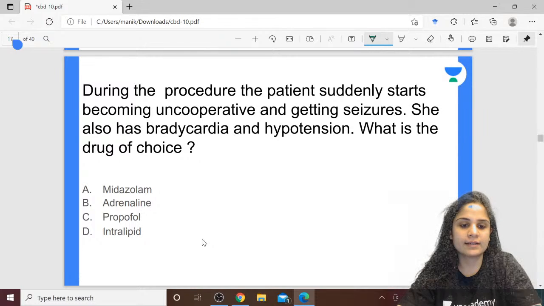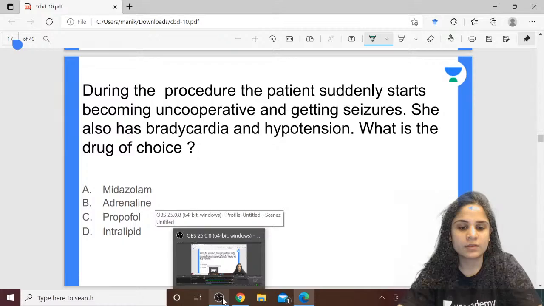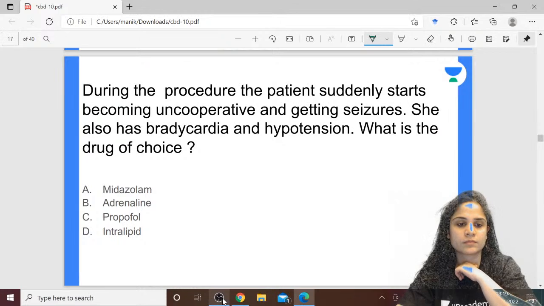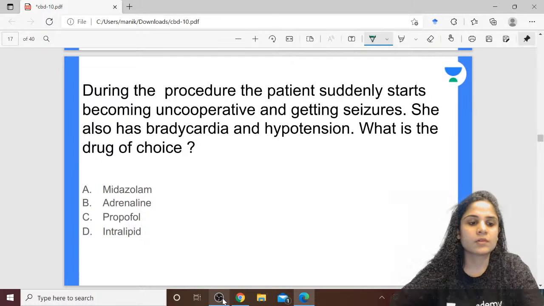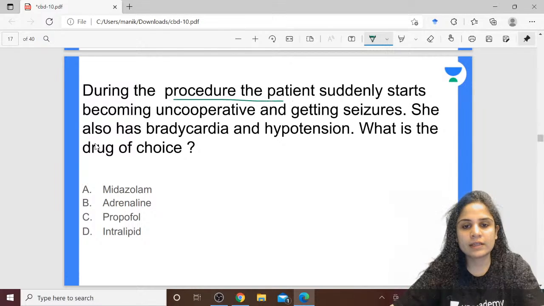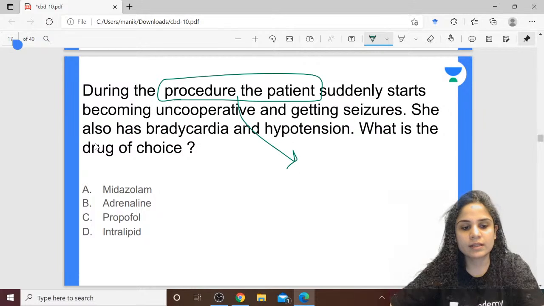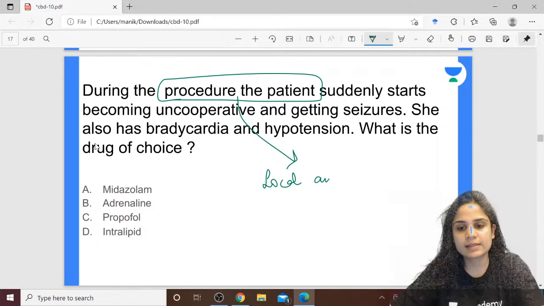Nimesh is also saying D, intralipid. Okay, what do you think has happened over here? What is the condition that we are talking about? Yogesh is also saying the same. You guys are right, but what is the condition that we are talking about? Alright, so I told you that you are giving a regional anesthesia block to the patient. So the drug that we are giving over here is nothing but local anesthetic, correct?